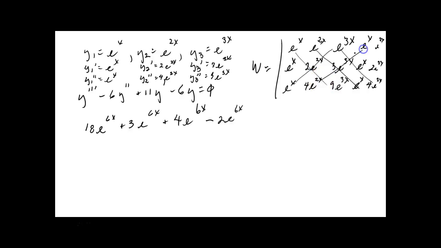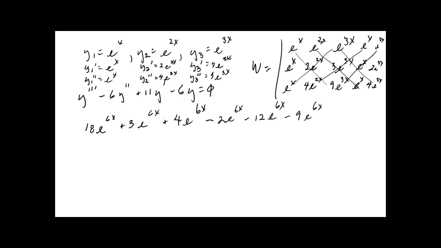Let's go up the next diagonal, and what does that give you? It's going up a diagonal, so it's a minus. 4. No, it's 4 times 3. 12. E to the 6x. And then up that last diagonal, and what do you get? Because you're going up, it's a minus 9. That's a 9, right? 9 e to the 6x.